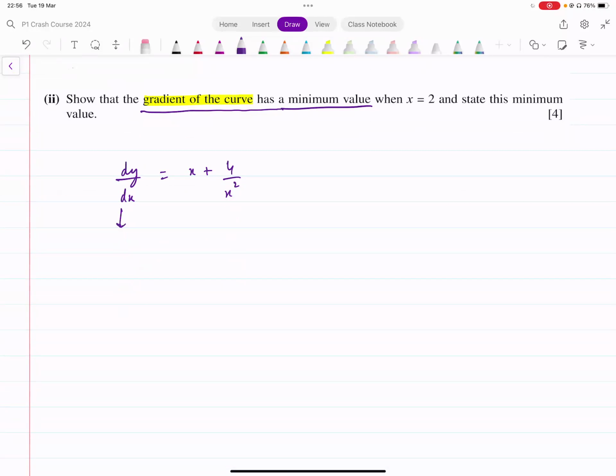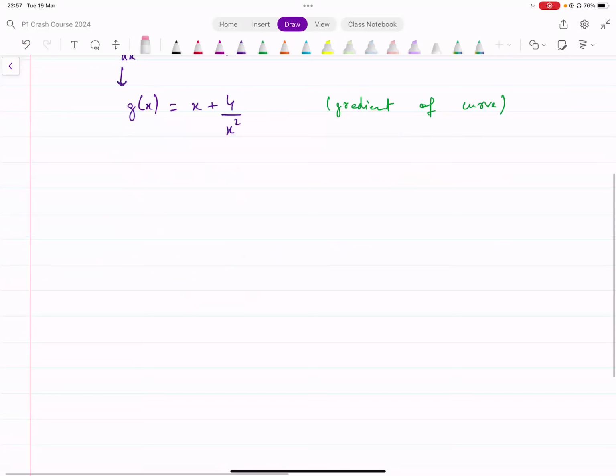Now, in order to simplify things, we can say this is the gradient of the curve, right? We can represent it by a new letter, let's say g of x. So in function notation, we can say g of x equals x plus 4 over x squared. What does that mean? g of x is the gradient function. This is the gradient of the curve. dy over dx basically represents the gradient of the curve, x plus 4 over x squared.